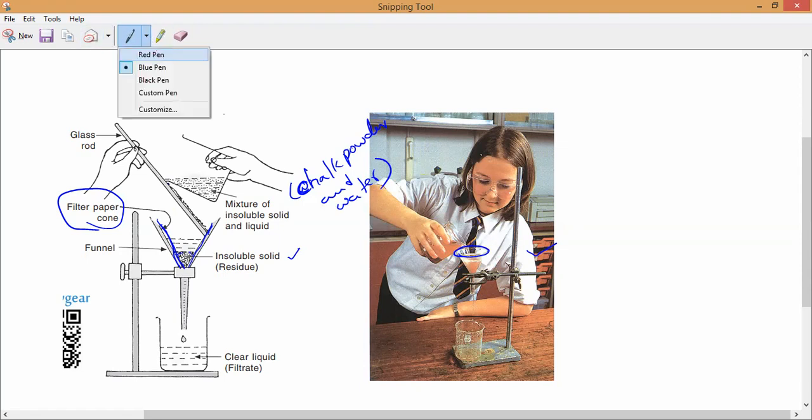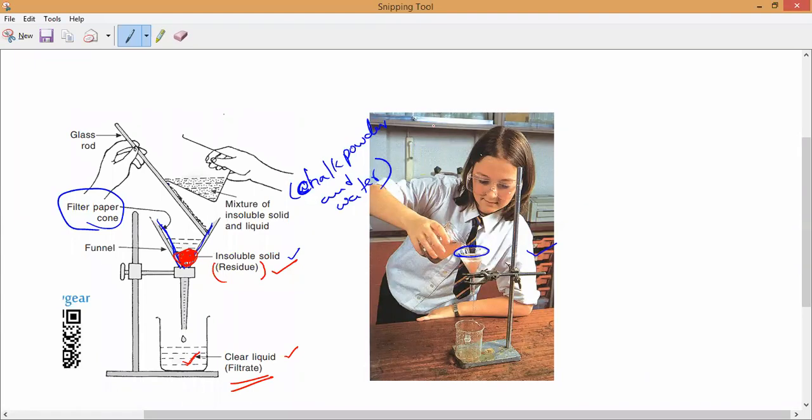Can you see that insoluble solid? Respond, guys. Yes, sir. This insoluble solid is what we should call residue. Now, a clear liquid is collecting in the beaker. This clear liquid is called the filtrate. So this is the process of separation called filtration.